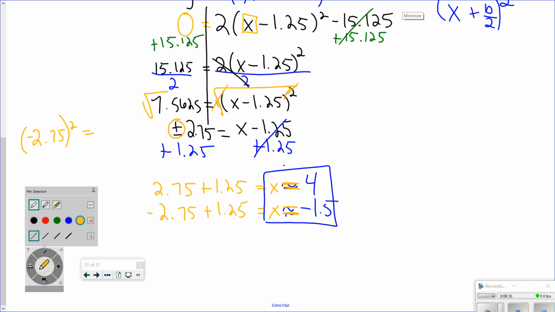So what that means is if we were to graph this, our a value is a positive 2, so it's opening up. And these are your x-intercepts. So your parabola would cross the x-axis at 4 and at negative 1.5. So it looks something like that.